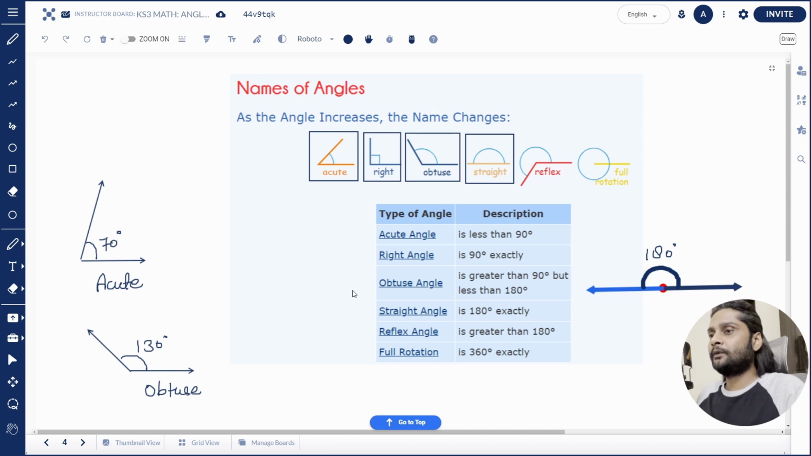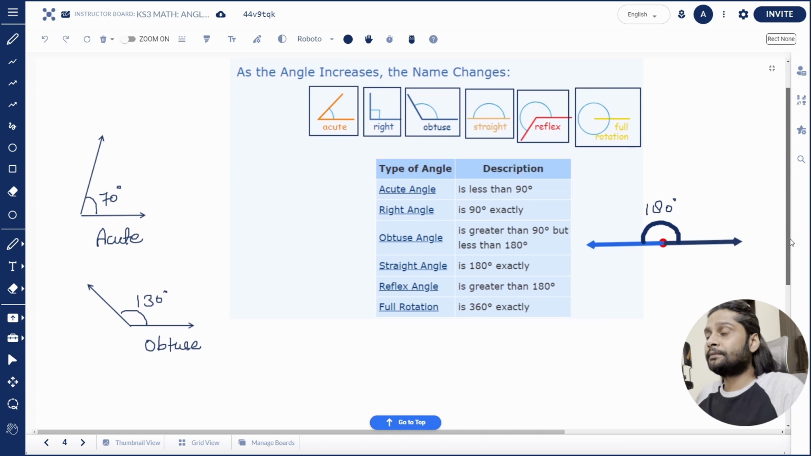Now, we started from an acute angle, then reached a right angle, then an obtuse angle, then a straight angle. It may also be possible that we further rotate the terminal side. This kind of angle is said to be a reflex angle. A reflex angle is greater than 180 degrees but less than 360 degrees. And at the end, when you complete one revolution, that's the 360 degree angle, or you can call it a full rotation. Full rotation simply means the point where you started, you came back to that.